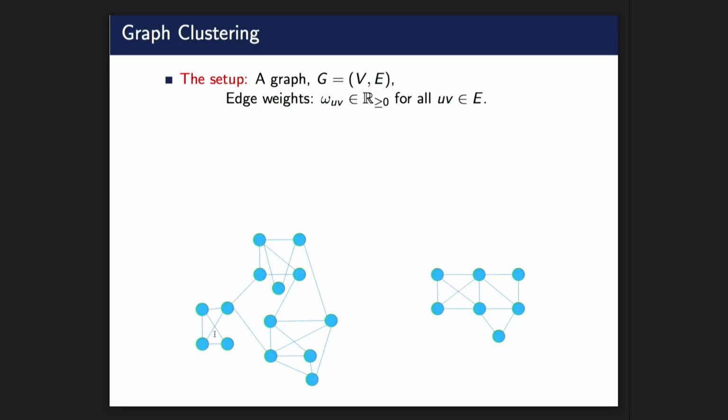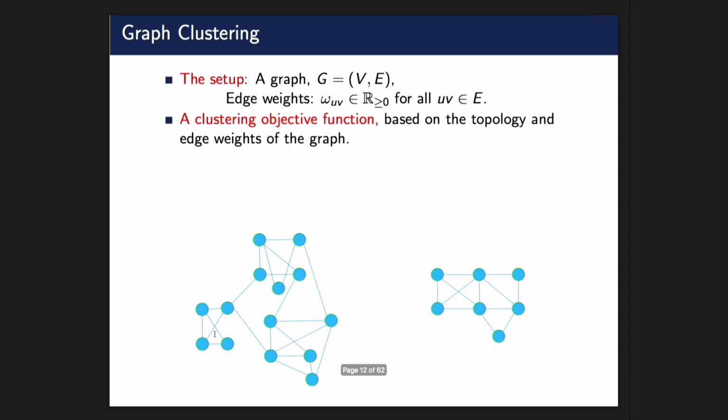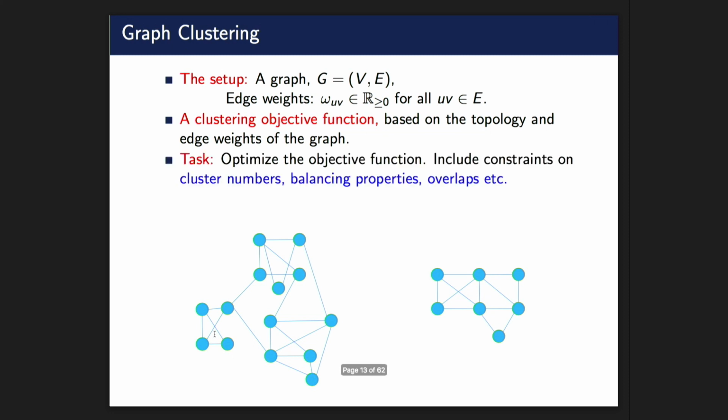another class of algorithms that you may have used before is graph clustering. And in a graph clustering setup, you can do a lot of different things. The idea is that you're given a graph where you have edges, which are endowed with some weights, and then you're given a clustering objective function. And that objective function usually depends on the topology of the graph and the weights of the edges. And the objective is to optimize some function that depends on the topology and the weights. And then you can add constraints such as how many clusters you want.